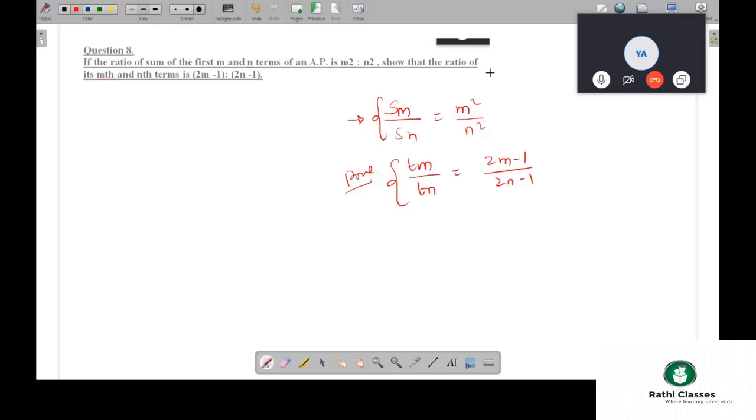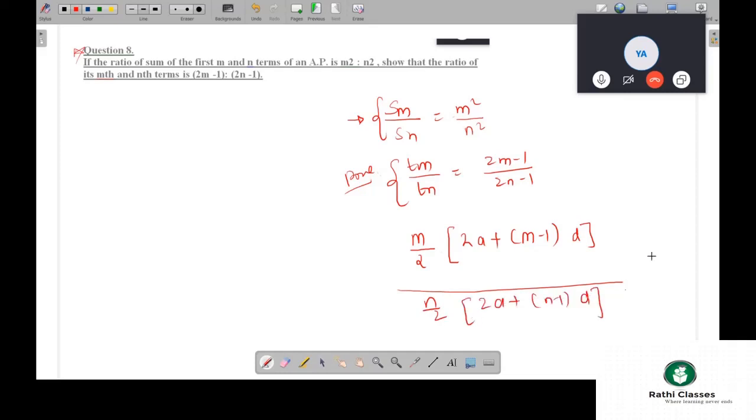Anyway, so what you can do is see, Sm by Sn. This question is important. It was not expected to be attempted the first time, but let's see. Sm by Sn is equal to m square by n square. So just write the formula for Sn. What is Sn? Number of terms m divided by 2, into 2a plus m minus 1 into common difference d, divided by Sn, which is n by 2, 2a plus n minus 1 into common difference, is equal to m square by n square.